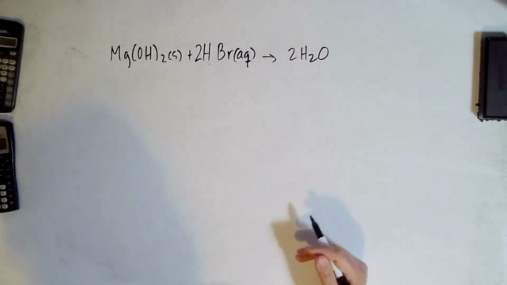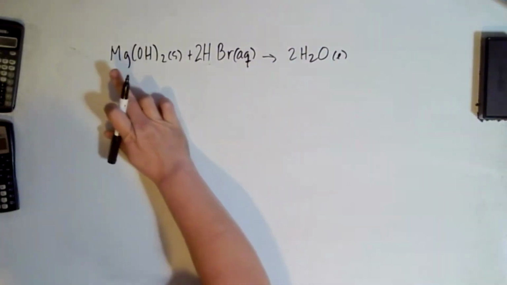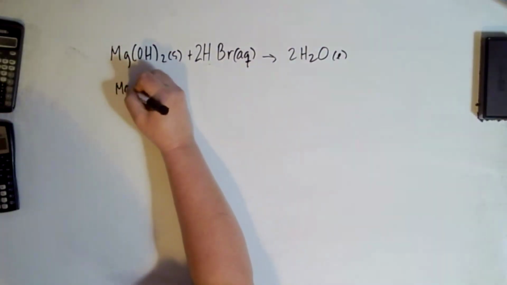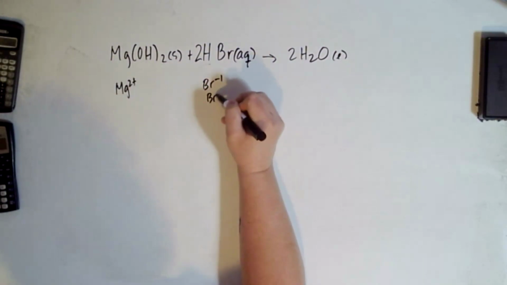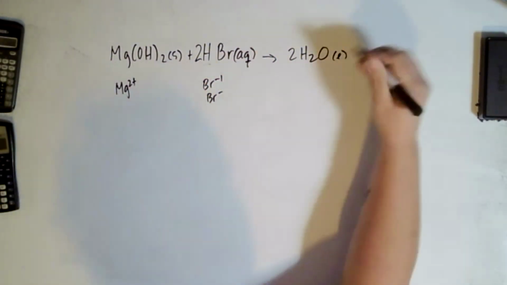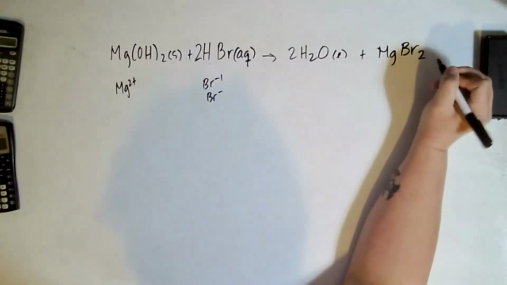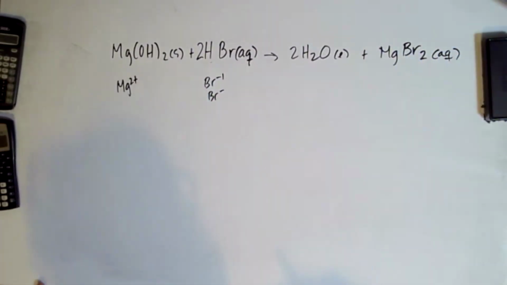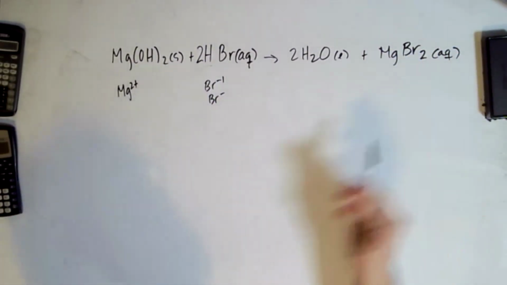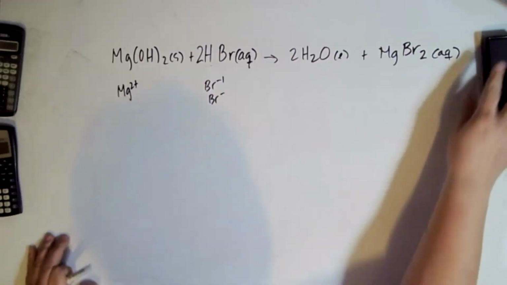Okay. What you have left after those combine, you're going to have a magnesium ion, which is Mg2 plus, and you're going to have two bromide ions. Each one is going to be Br minus 1. So when these two things combine, you're going to end up with MgBr2. And that will be aqueous because bromide ions are soluble and magnesium is not an exception. Okay.